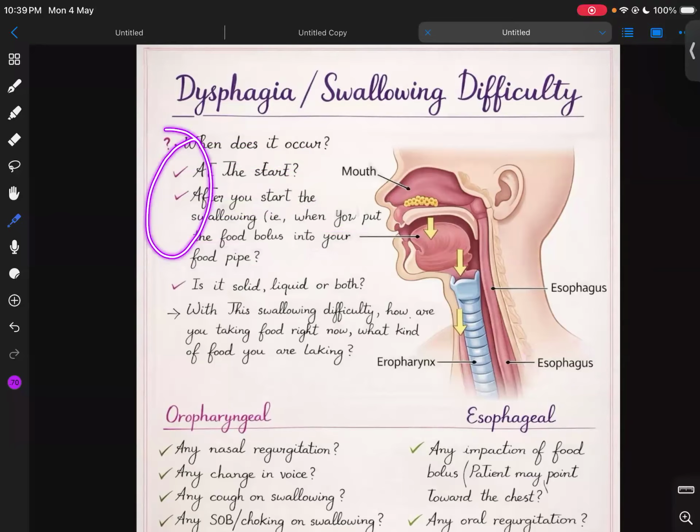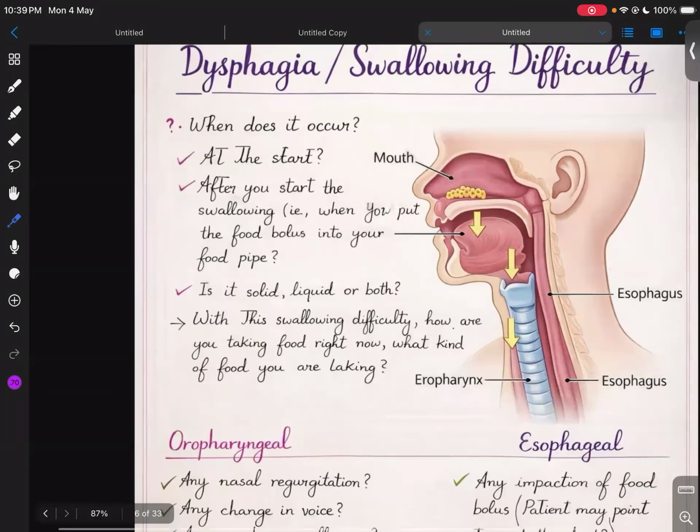And these first two questions are the most important questions, and the examiner will look at whether you are ruling out oropharyngeal from esophageal. This is the very basic question for any case of swallowing difficulty. The third question will be, is it to solid, liquid, or both? This has important implications. I'm going to discuss it later on.